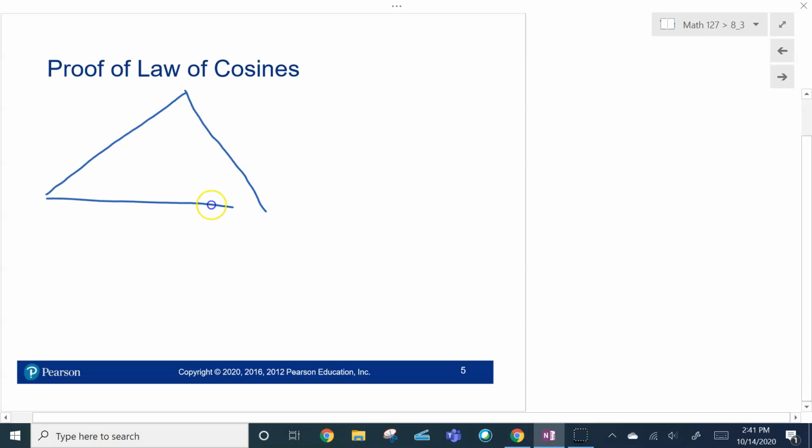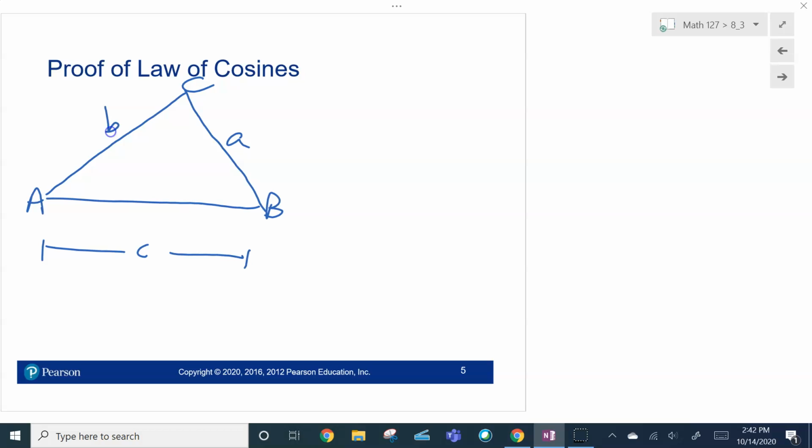We've got a triangle. Let's go ahead and label the angles A, B, C. So this is side c. We've got a, we've got b, and the height of the triangle. Let me draw my altitude there. I'm going to call it h. Okay.